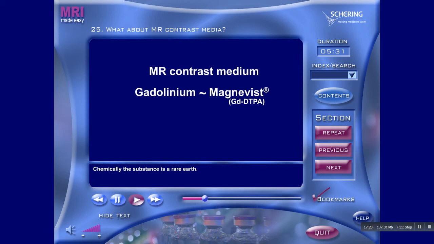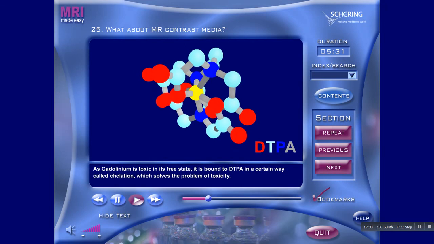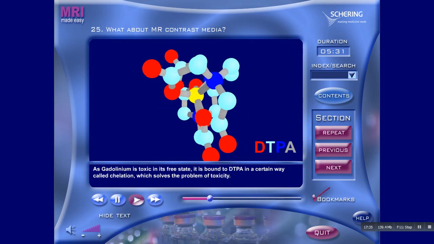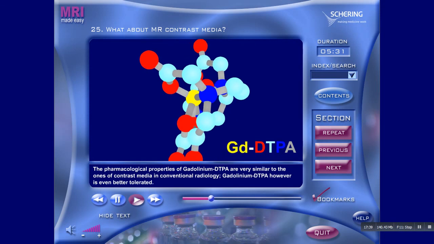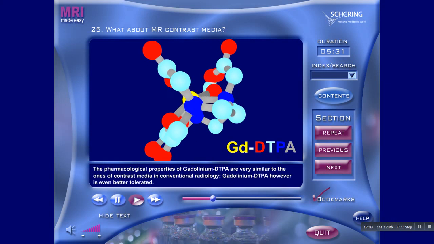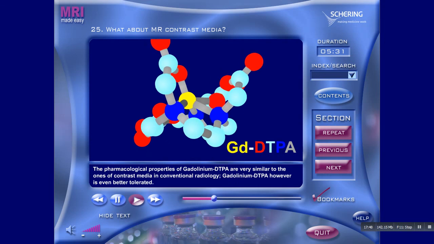Gadolinium, a paramagnetic substance, is used as an MR contrast medium, marketed as Magnevist. Chemically, the substance is a rare earth. As gadolinium is toxic in its free state, it is bound to DTPA in a certain way called chelation, which solves the problem of toxicity. The pharmacological properties of gadolinium DTPA are very similar to the ones of contrast media in conventional radiology. Gadolinium DTPA, however, is even better tolerated.